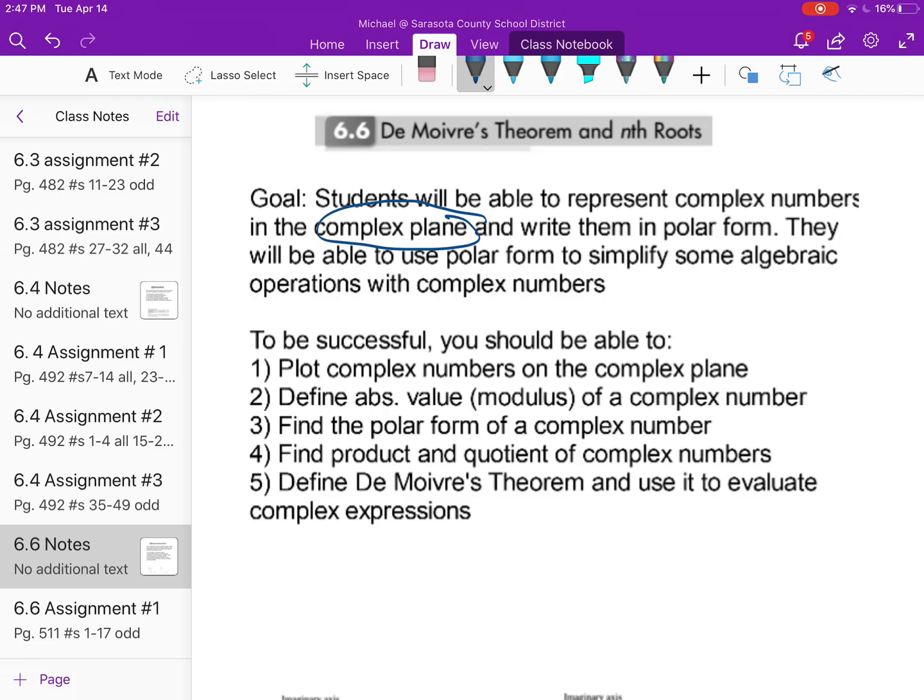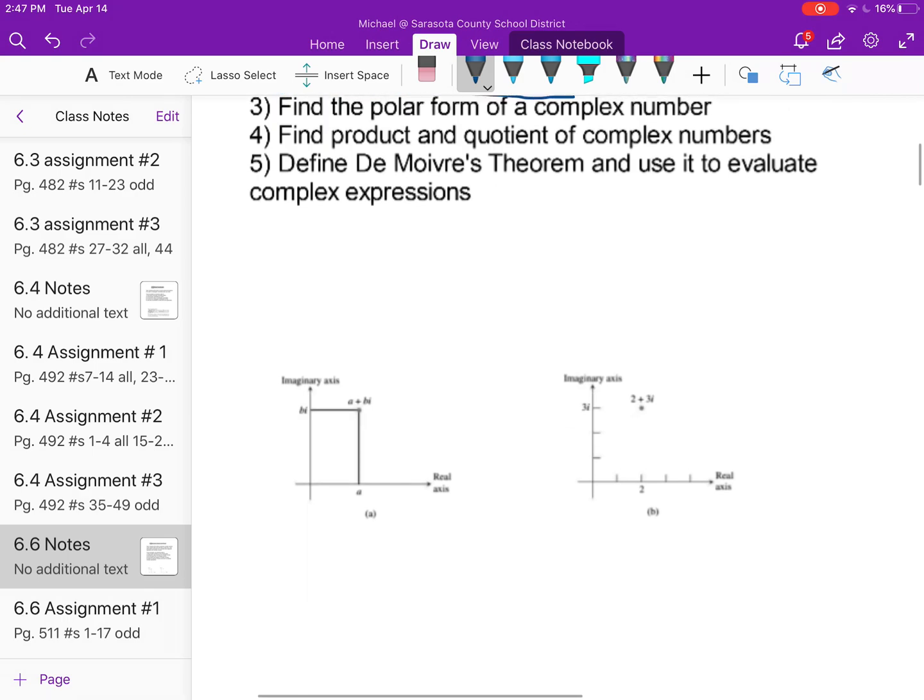So the goal for this specific video is, one, I'm going to define what the complex plane is. Two, I'm going to go ahead and talk about how we have another name for absolute value called modulus, and how that actually represents something that we've talked about in vectors as well. And then we are going to plot some numbers on the complex plane. So those are the three things that we're going to look at in this video.